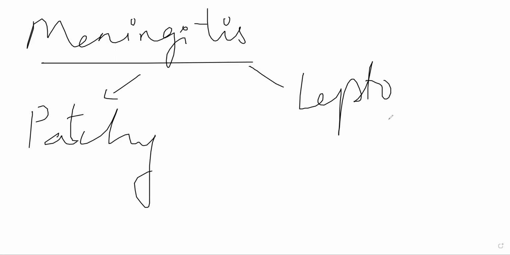Leptomeningitis is mostly due to infection, but sometimes it can be chemical induced, or it can be carcinomatous meningitis as well. Pachymeningitis is mostly because of infection. Almost all of the time, if a patient has pachymeningitis, or the dural layer is getting affected, it is because of infection.